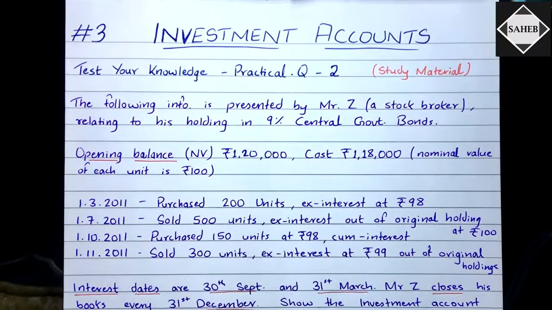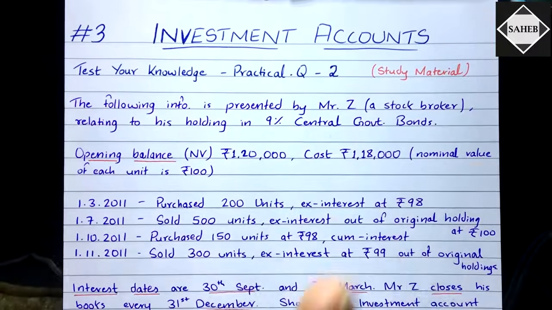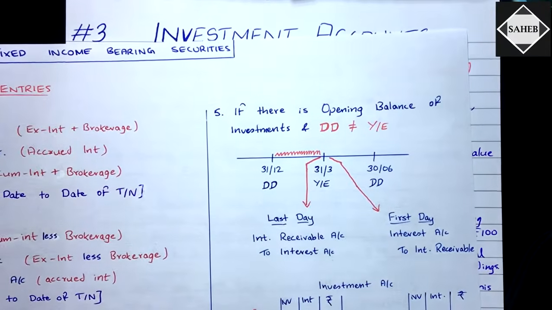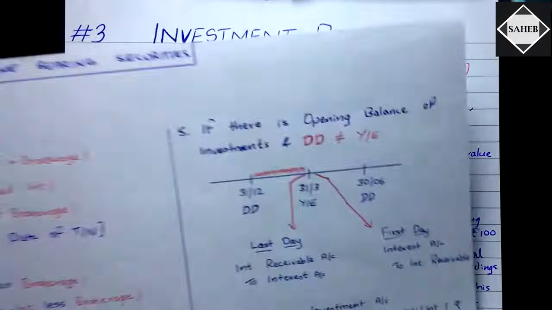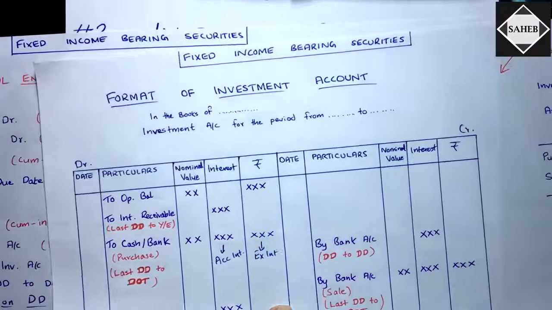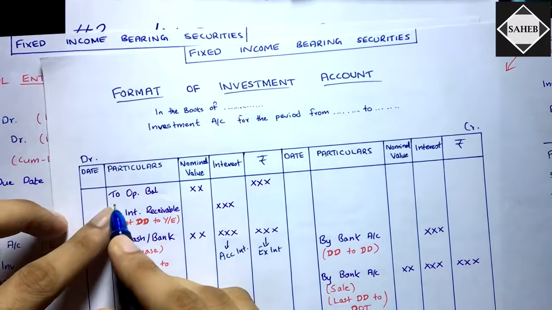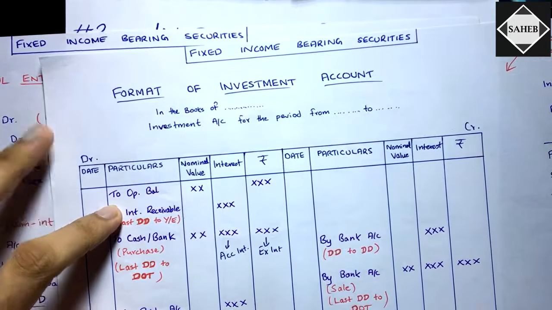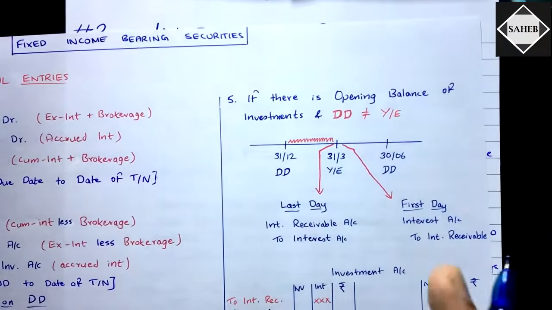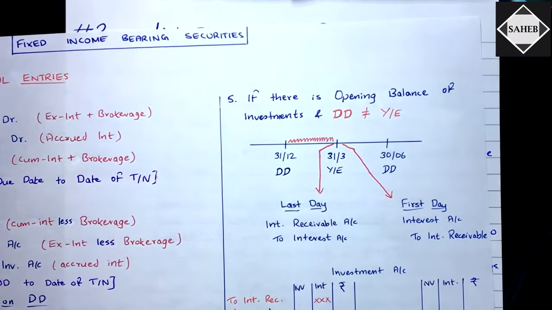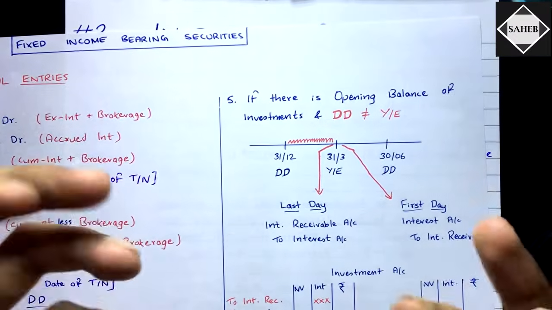And then there is one more thing. Whenever the opening balance is given, you have to make sure whether the due date is equal to year end or not. If it is equal, then as usual you are just going to take the opening balance to balance b/d on the debit side of the investment account. Simple. But if the due date is not equal to year end, then the interest receivable concept comes into existence.